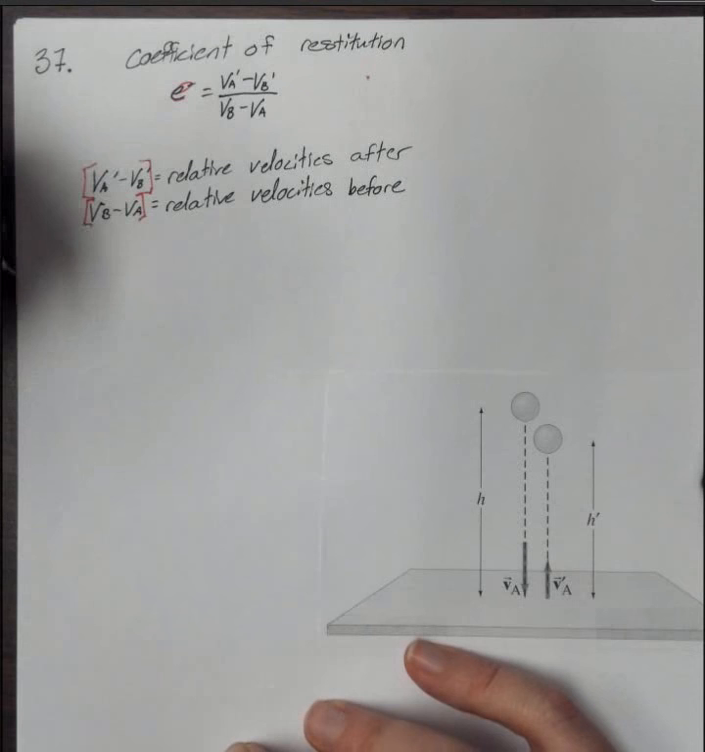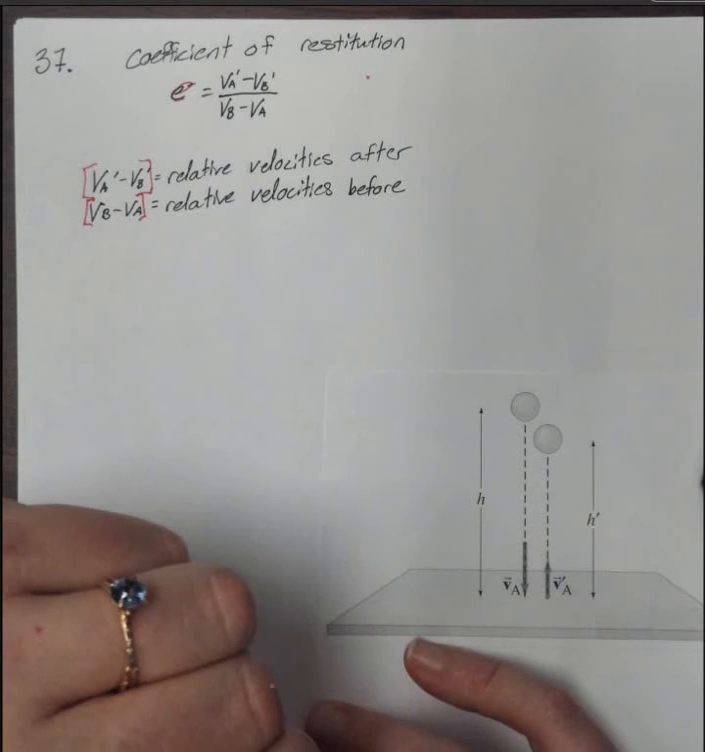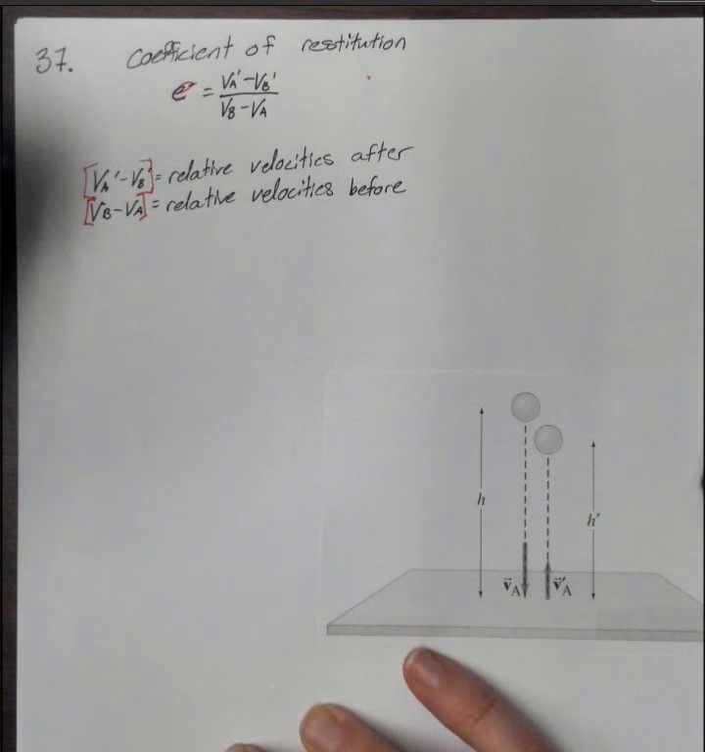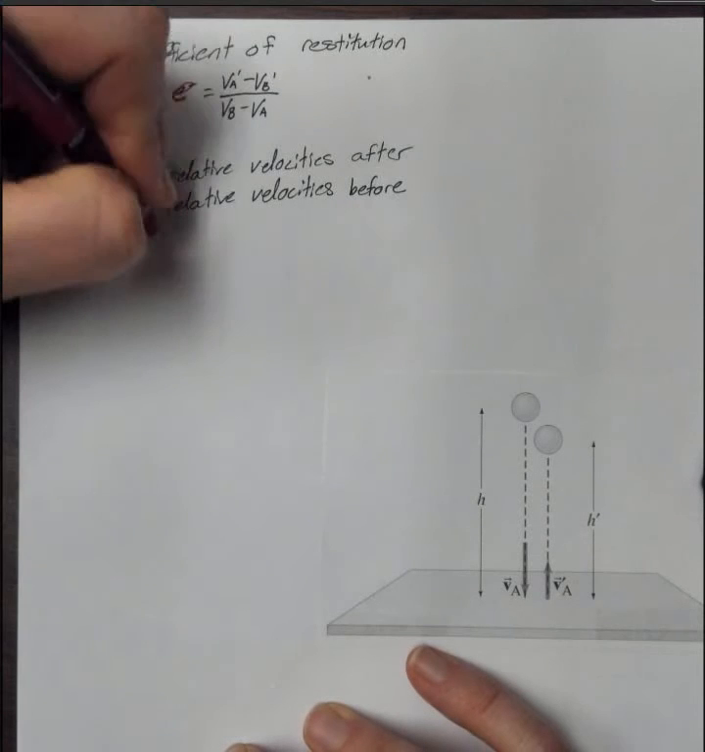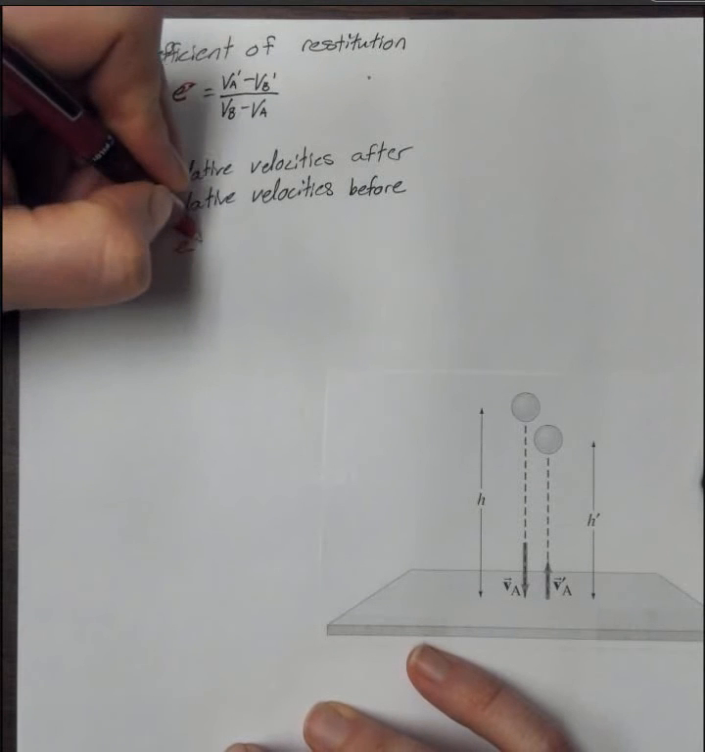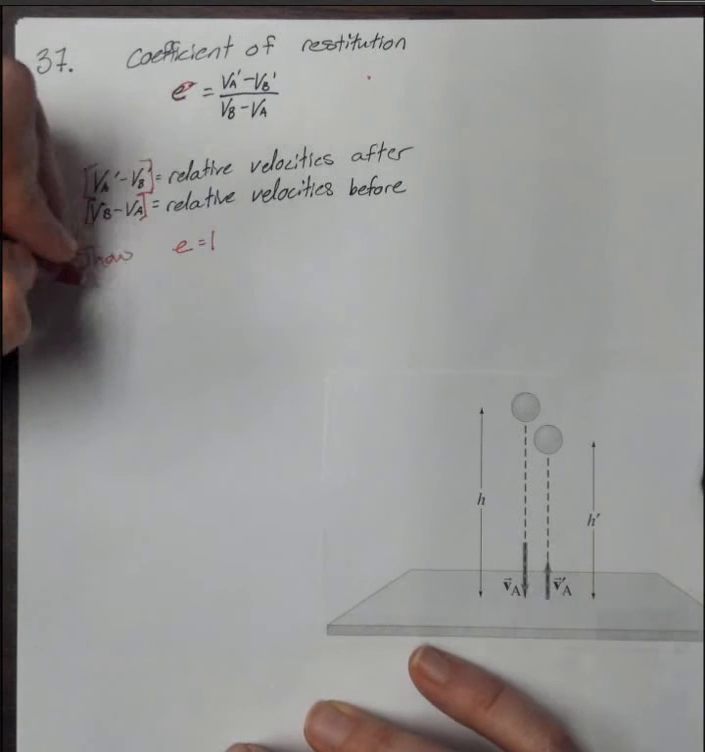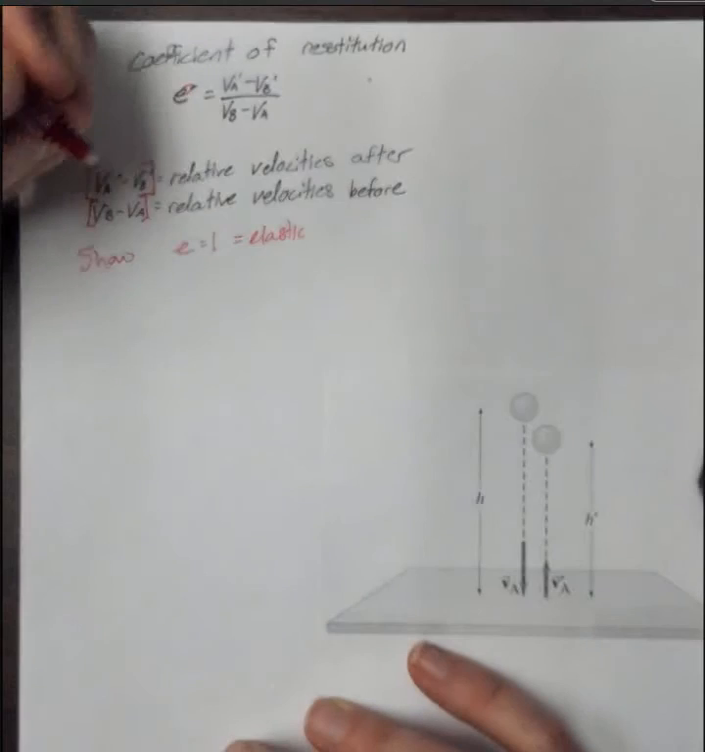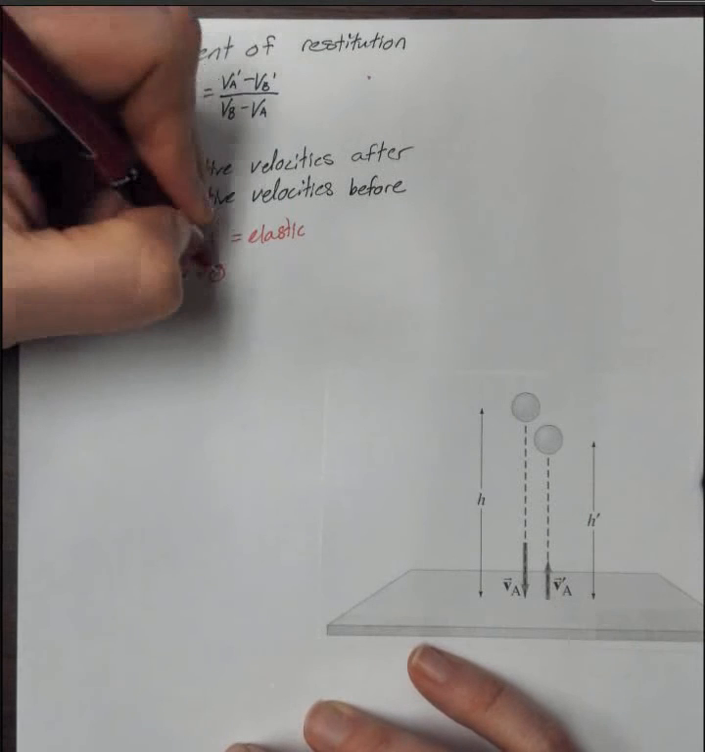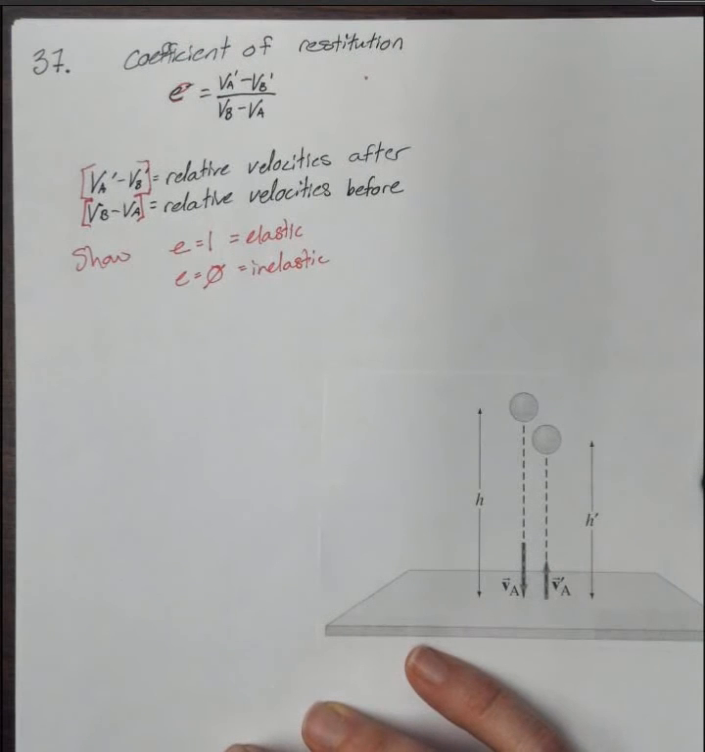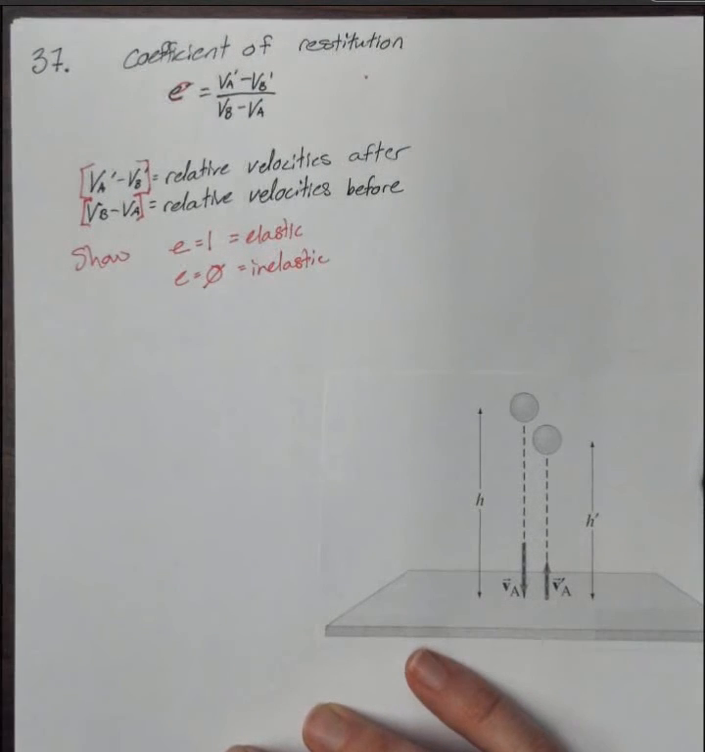So the first thing we're going to look at is, if this is our equation for coefficient of restitution, we're going to be looking at two situations. We're going to show that for a perfectly elastic collision, the coefficient of restitution would equal 1, and that for a perfectly inelastic collision, the coefficient of restitution is going to be 0. So let's dive right in to show these two proofs before we look at what we're going to be doing today in the classroom.